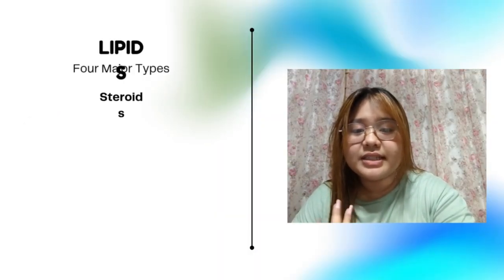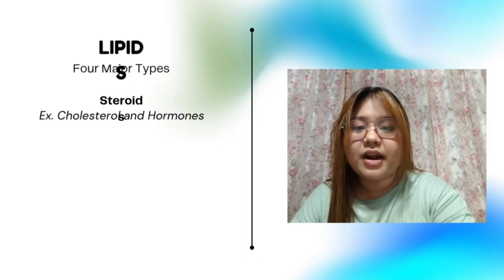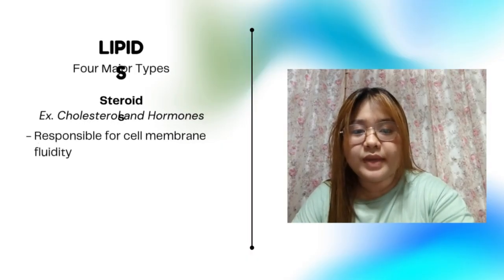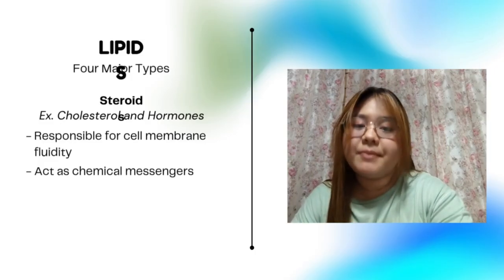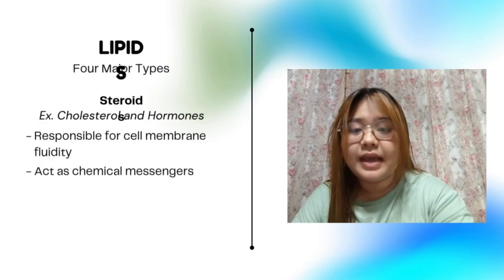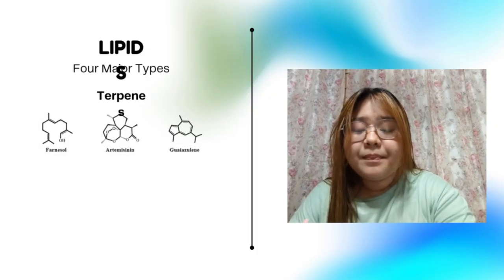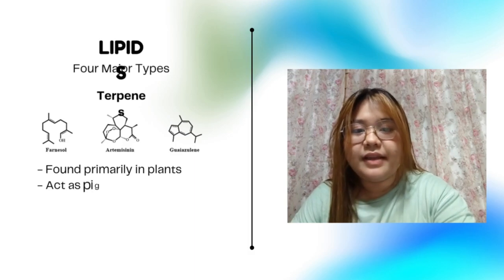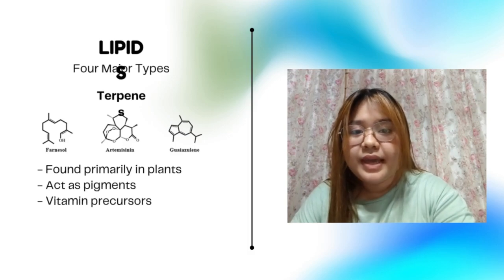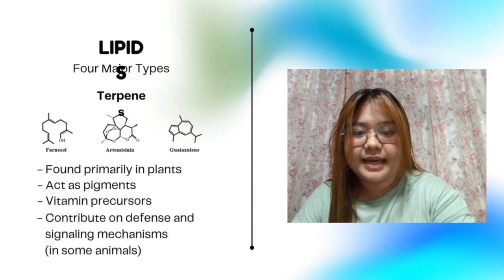Third, the steroids, which include the cholesterols and hormones. They are responsible for cell membrane fluidity and act as chemical messengers that regulate metabolism, reproduction, and immune functions. Lastly, the terpenes. They are found primarily in plants. They act as pigments and vitamin precursors. In some animals, they contribute to defense and signaling mechanisms.